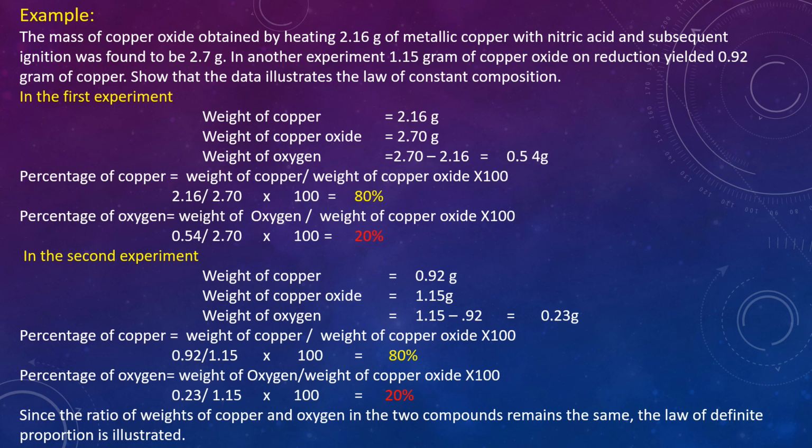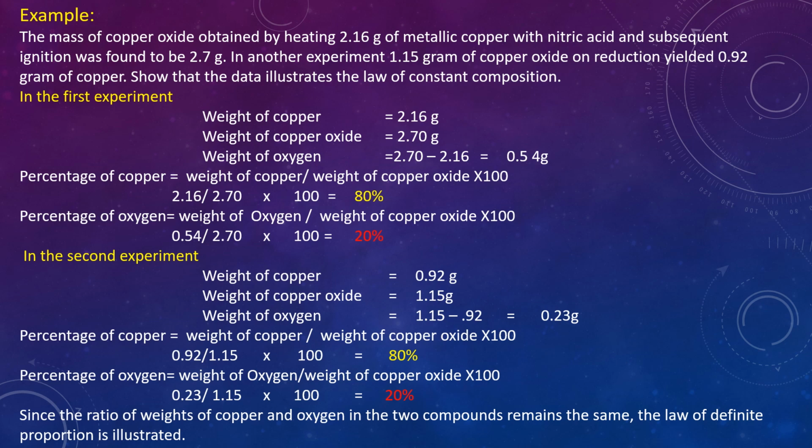Now I am taking one numerical. The mass of copper oxide obtained by heating 2.16 gram of metallic copper, this is the mass of copper, when it reacts with nitric acid and subsequent ignition, was found to be 2.7 gram. It is the mass of copper oxide. Now in another experiment, we take 1.15 gram of copper oxide and on reduction it will yield 0.92 gram of copper.